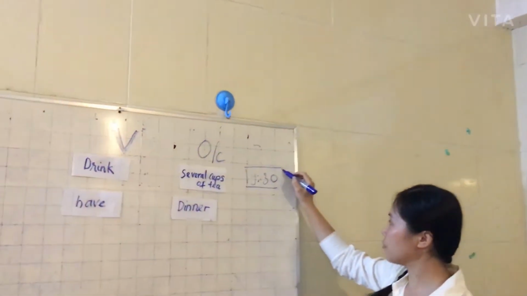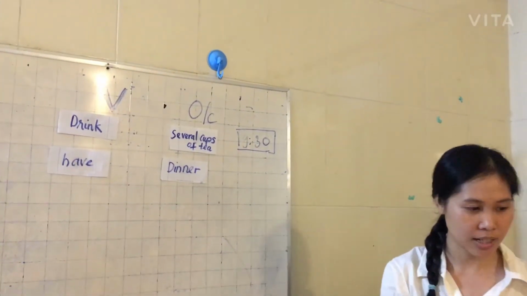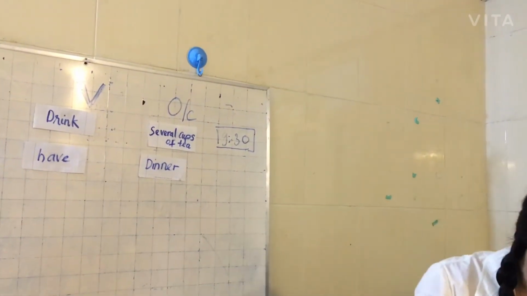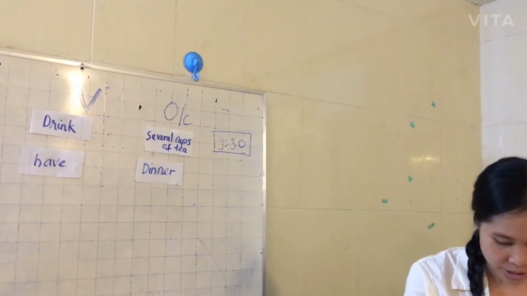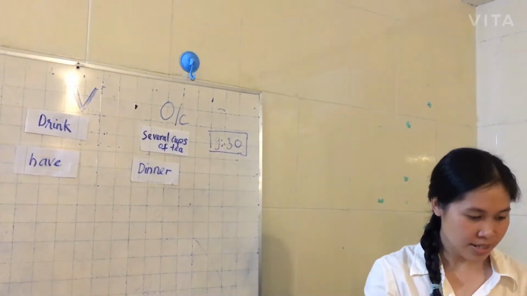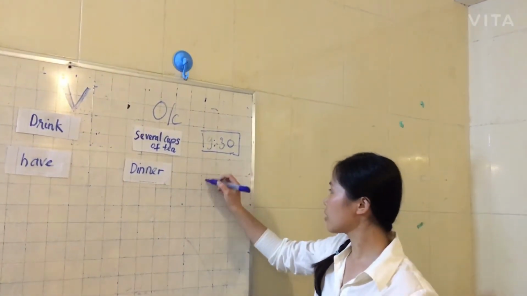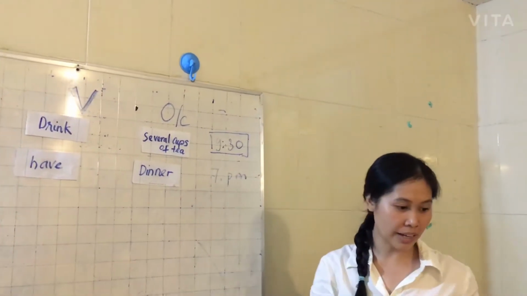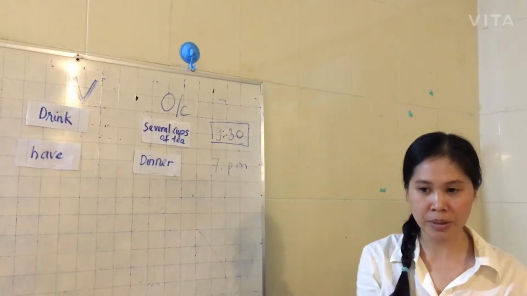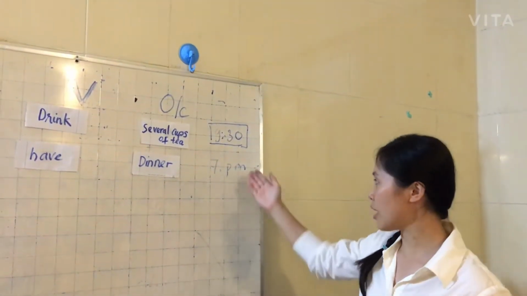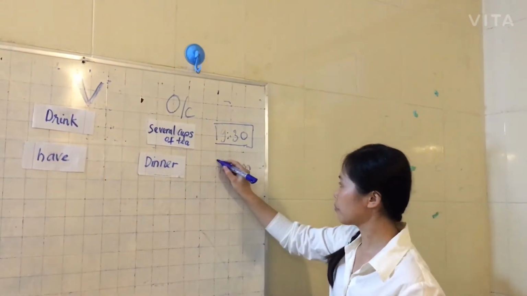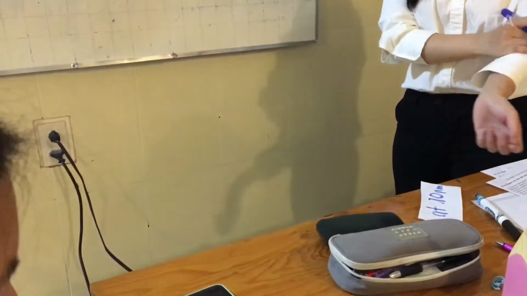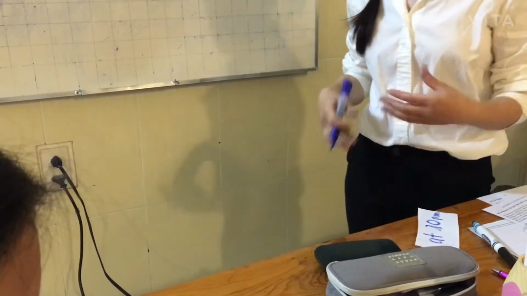So they have dinner. What time do they have dinner? About 7. Okay, 7 p.m. Right, 7 p.m. And for another time, give me the structure. Then we add more the time. Can you give me another activity in the reading, including the time?